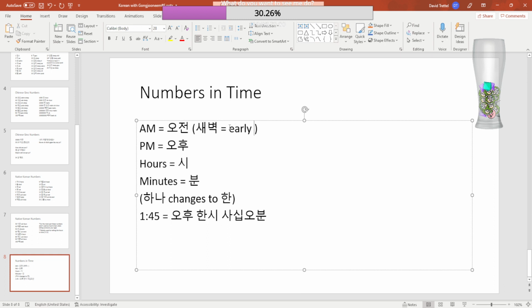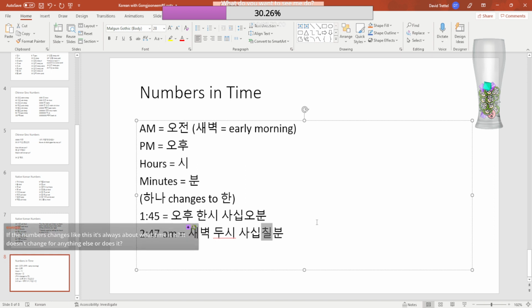Which is like early morning. So for my time right now, at the moment we're doing this, it is 2:47 a.m. I would say it is 새벽 2시 47분. And it's not supposed to be spaced like that. Do not write it like this. We need the 시 next to it, and the 분.